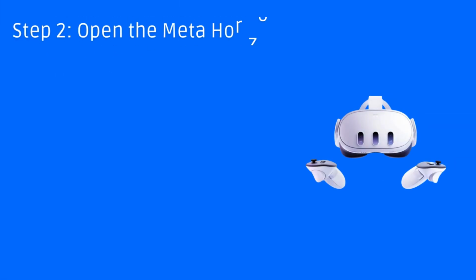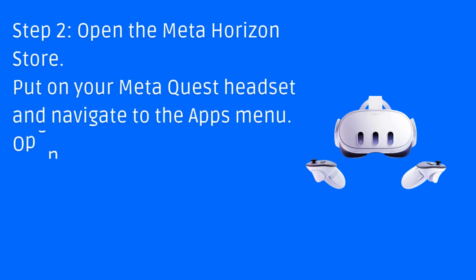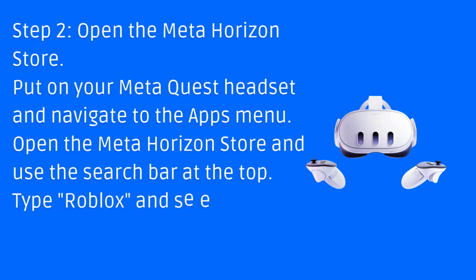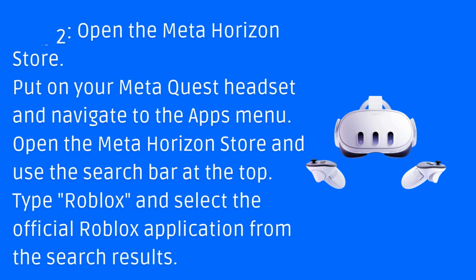Step 2. Open the Meta Horizon store. Put on your Meta Quest headset and navigate to the apps menu. Open the Meta Horizon store and use the search bar at the top. Type Roblox and select the official Roblox application from the search results.